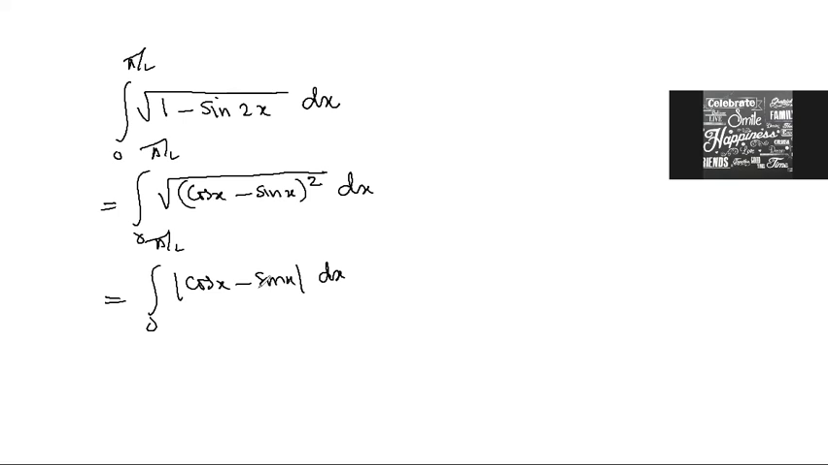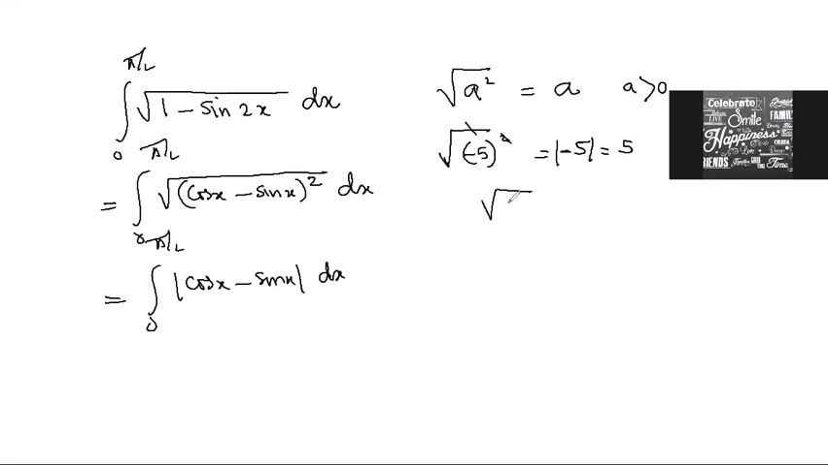Why is there a modulus? Is the root of a square always a? No. This is true only when a is positive. If a happens to be a negative number, you can't cancel this and write minus 5 as an answer. This is wrong. It will be the modulus of minus 5, which gives you plus 5, because the root of any real number will always be a positive number. It cannot be negative.